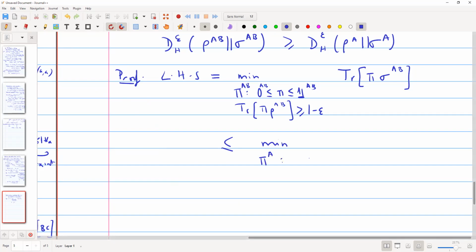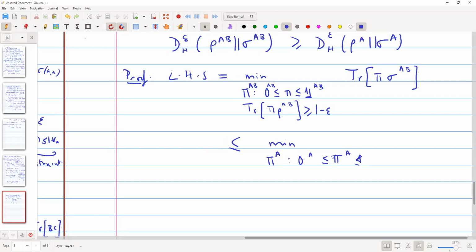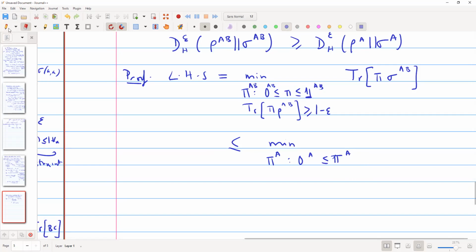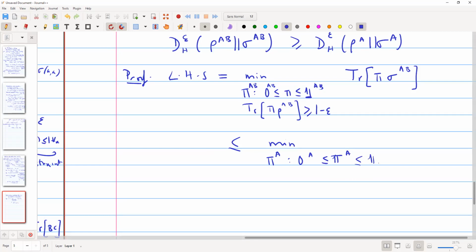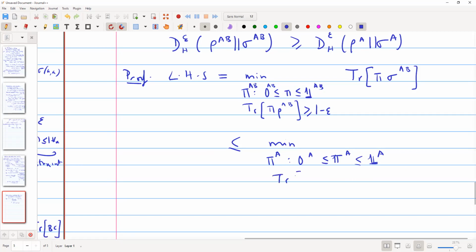So I'm only optimizing over pi A, satisfying, and say, come on, I need a pi on AB, not pi A. So here is what I'll do: pi A and say, and here the objective function also I have pi A.